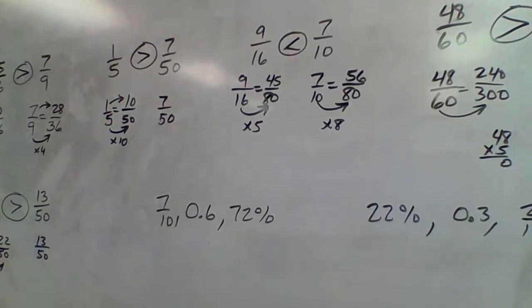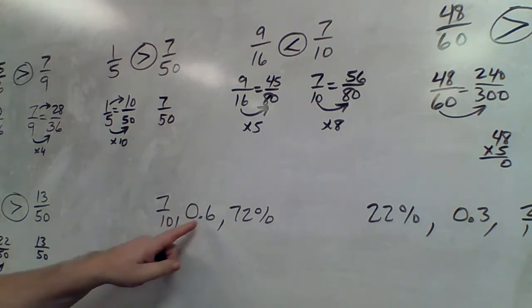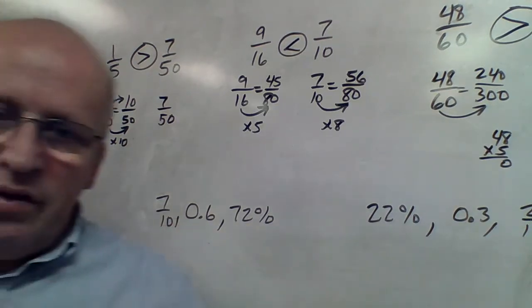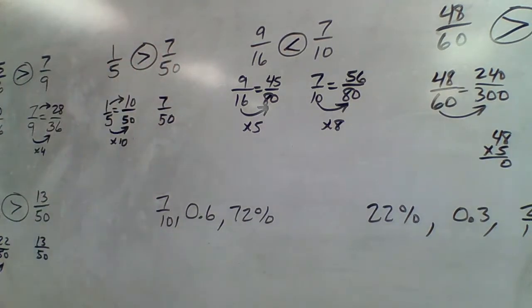Here we have a new type of problem. They want us to change these so that we have them in order from smallest to largest. The problem is one of them is a fraction, one of them is a decimal, and one of them is a percent. We need to change them so that they are in the same type of number so that we can compare them. Well, I happen to know that 0.6 is also 6/10. So right off the bat, I know that this one's bigger than this one because they have the same denominator.